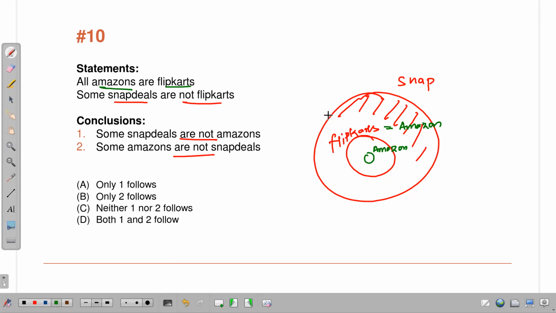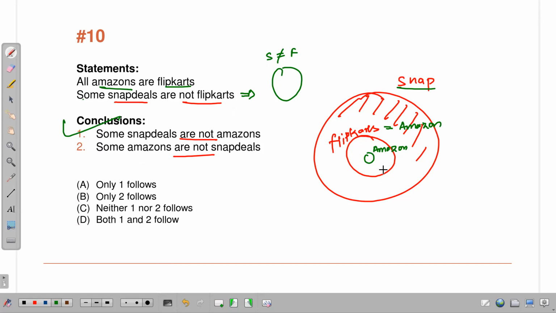I mean, that is always going to be true because some of the Snapdeals are always going to be outside Amazon in any possibility you can consider, because some Snapdeals are not Flipkart. This is only going to be false when Snapdeal is equal to Flipkart, which cannot happen because of this. You can't make this diagram and say Snapdeal is equal to Flipkart. So some Snapdeals are not Flipkarts, right? I'm sure this is always going to be true.